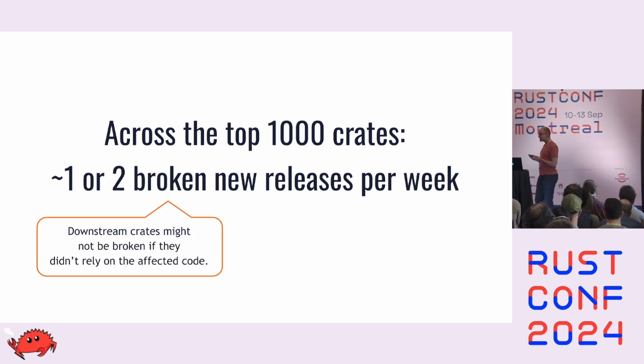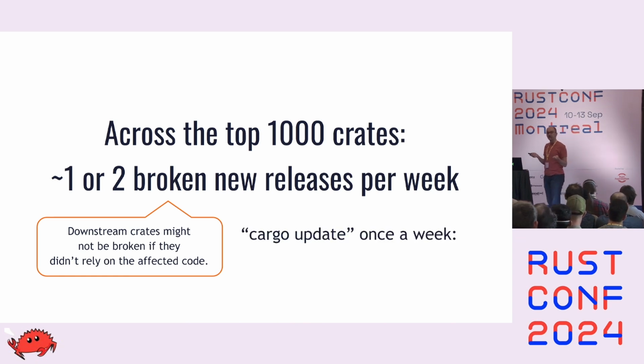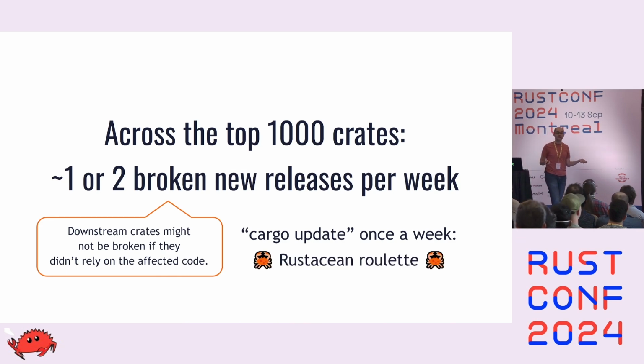Now, that doesn't necessarily mean that if you depended on all 1,000 of these crates, your project would be broken once or twice per week, right? If a piece of the API gets broken, you only get broken if you happen to depend on that particular corner of the API. So that makes cargo update a very interesting experience. I've been calling it Rustation roulette, because you run cargo update, and then you figure out whether you got lucky or your project blew up. That's obviously not a fearless experience, so that's not what we want.